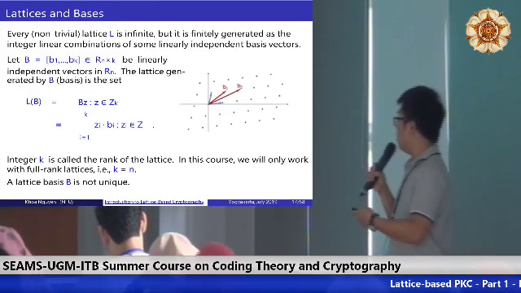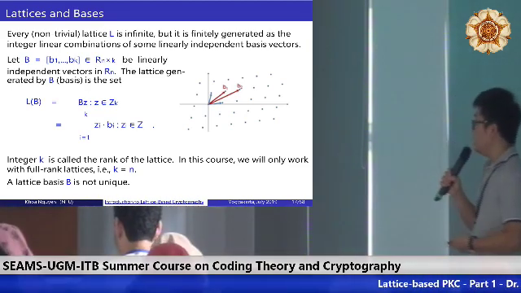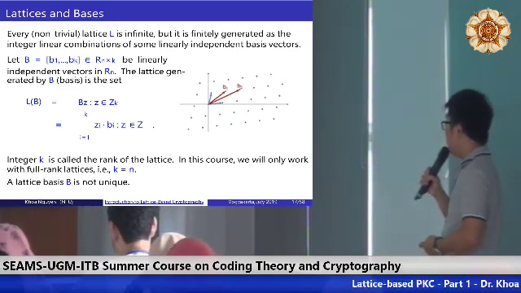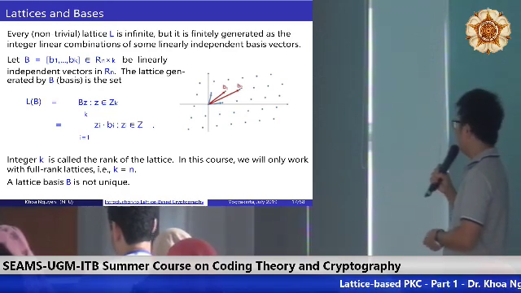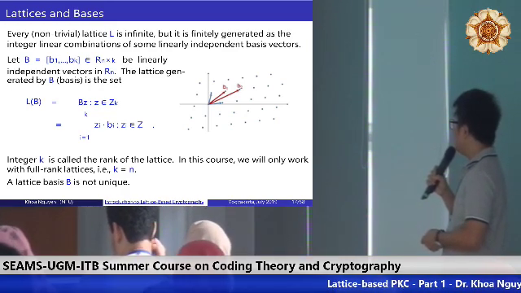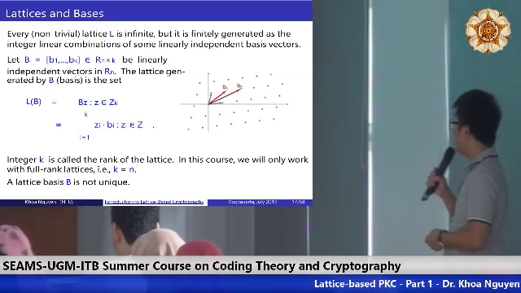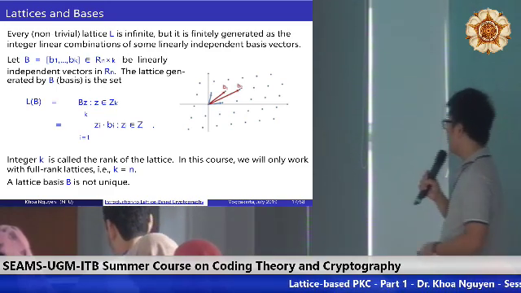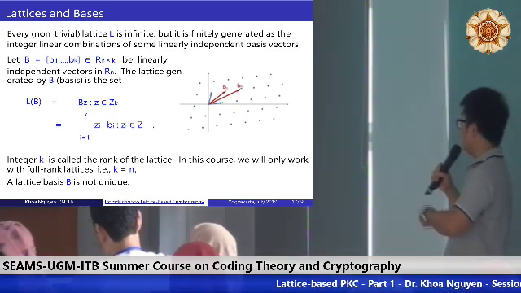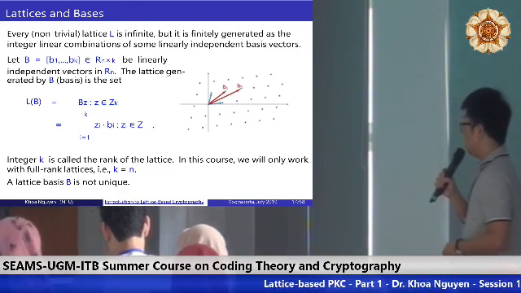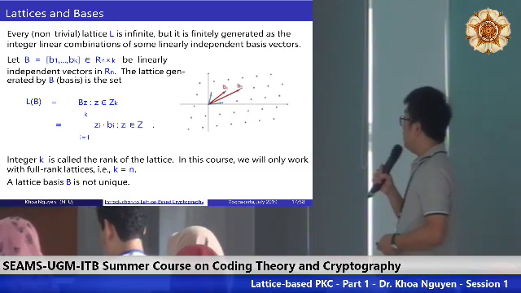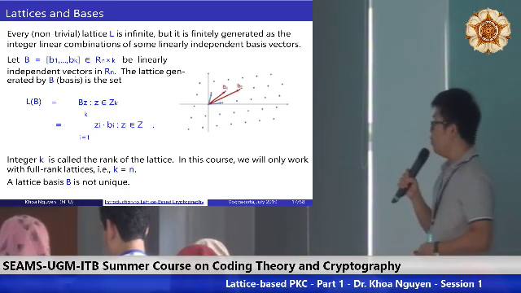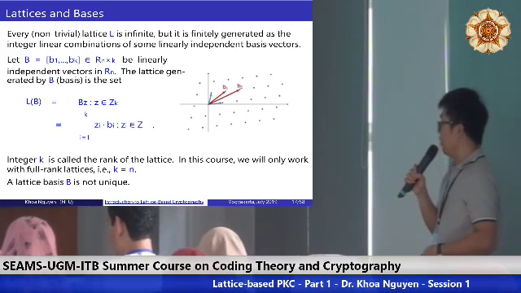So it is the set of vectors of the form B times z, where z is an integer vector of dimension k. In the picture on the right-hand side, this is a lattice in dimension 2, and b_1, b_2 form a basis for this lattice. They are linearly independent, and they generate the whole lattice. In this definition, the integer k is called the rank of the lattice. In lattice-based crypto, we only work with full-rank lattices, meaning that k equals n.